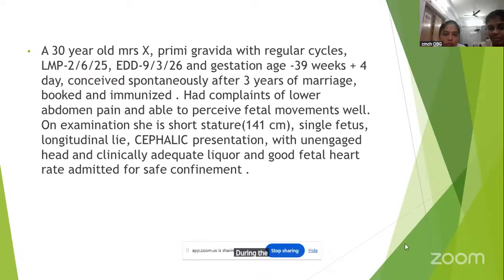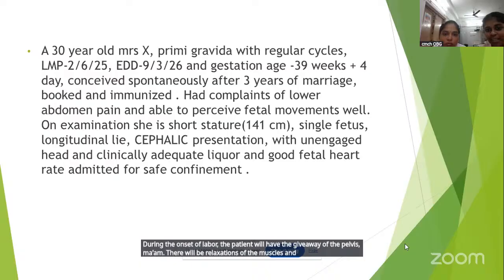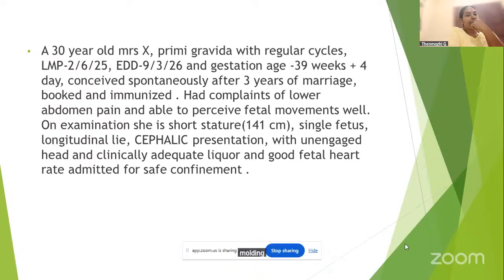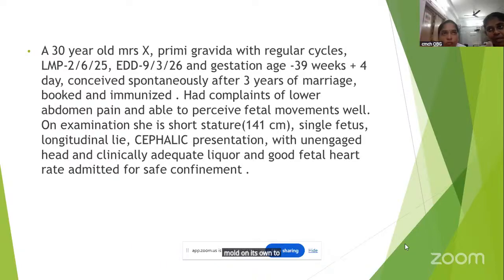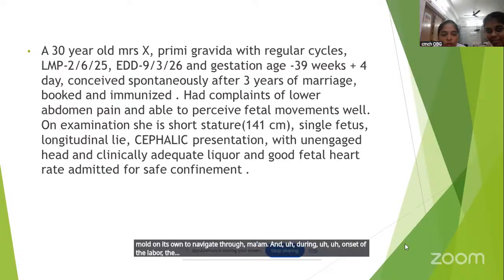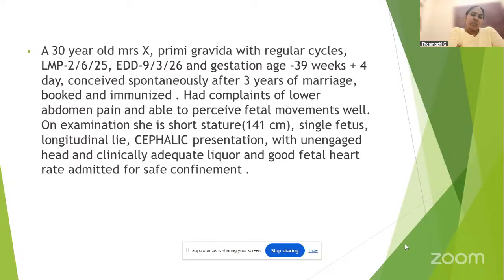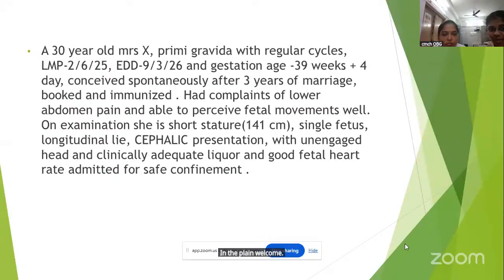During the onset of labor, the patient will have the give of the pelvis, ma'am. There will be relaxation of the muscles and ligaments, and the head will mold on its own to navigate through. During onset of labor there will be an increase in the diameter in one plane of the pelvis, so it will help in descent of the head. Somewhere there may be contraction in one plane, ma'am, but this can be overcome by a compensatory increase in another plane.